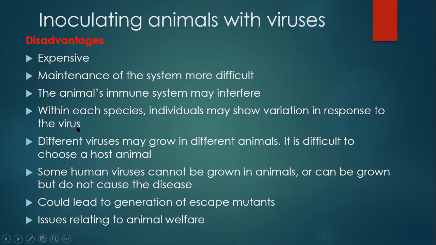And different viruses may grow in different animals. So the mouse may not be the correct model system for several viruses. And so we should know the correct host animal if we want to inoculate it and try to take advantage of it growing in that correct host animal. The host animal should also be easily available.